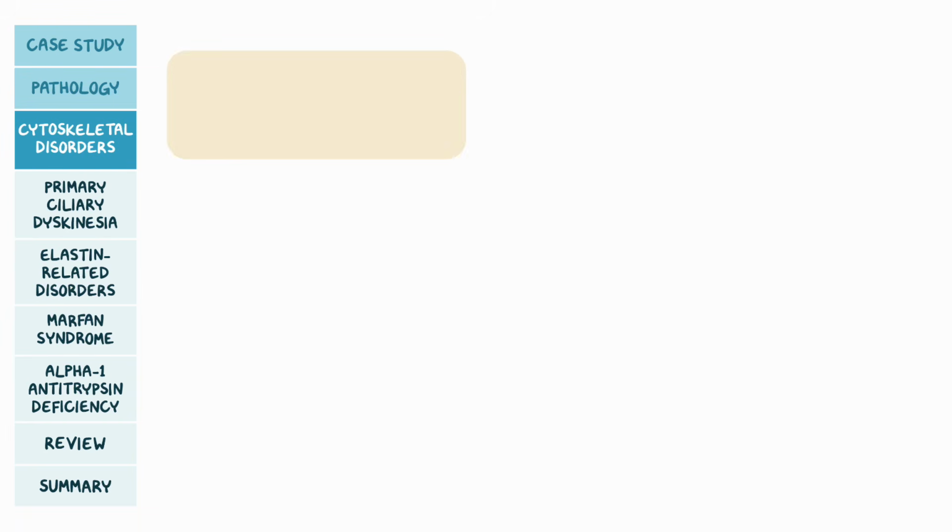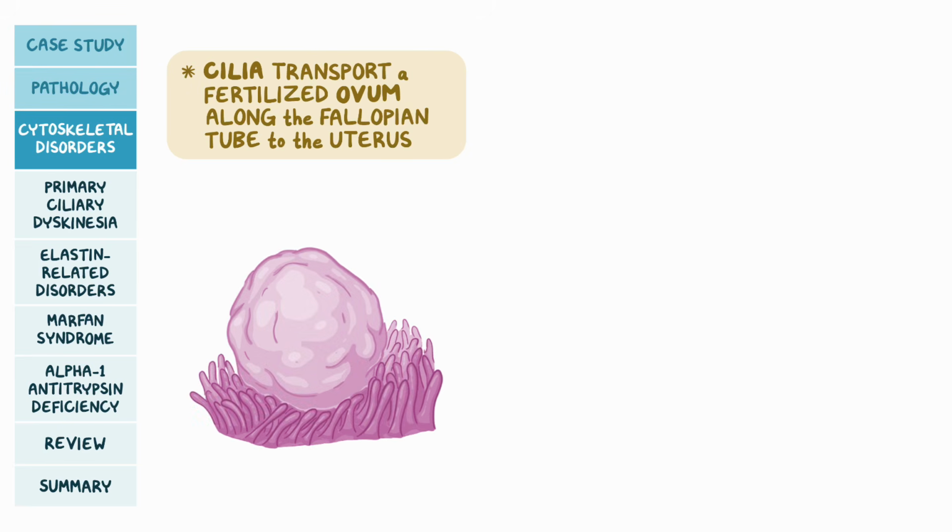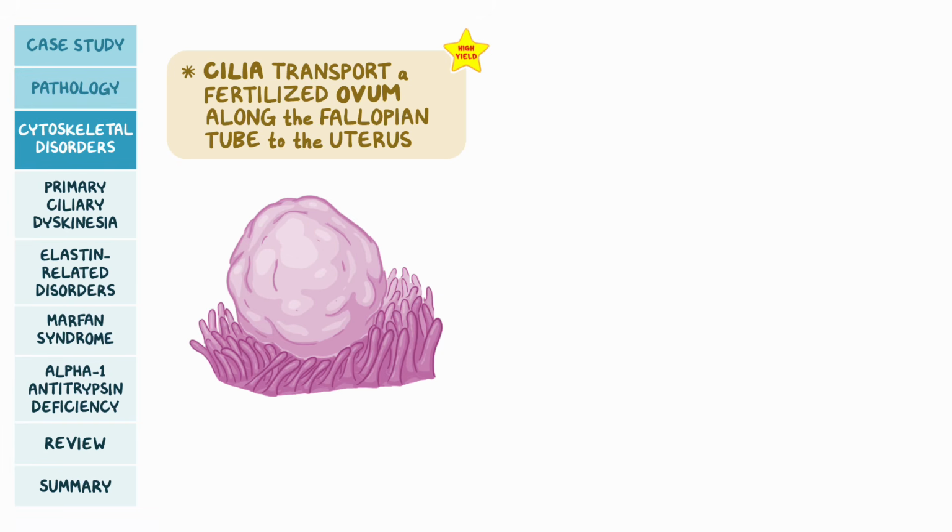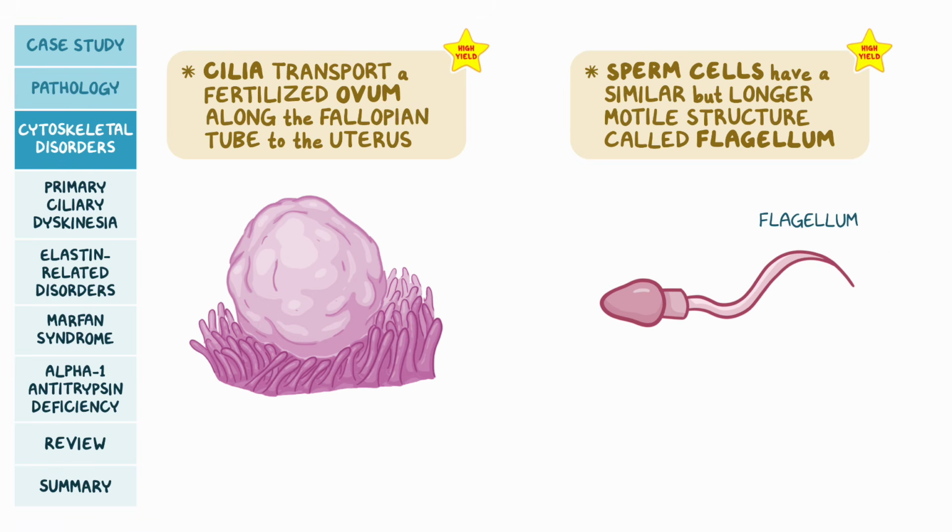Additionally, in females, cilia transport a fertilized ovum along the fallopian tube to the uterus, where implantation occurs. On the other hand, in males, sperm cells have a similar but longer motile structure called flagellum, which allows them to propel along the female reproductive tract and fertilize the ovum.